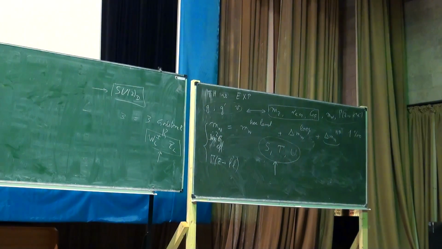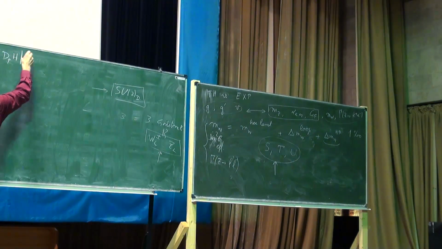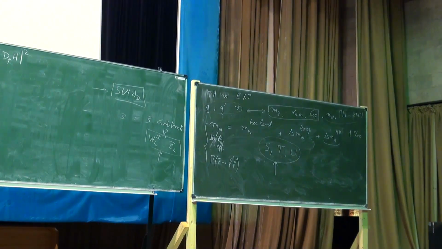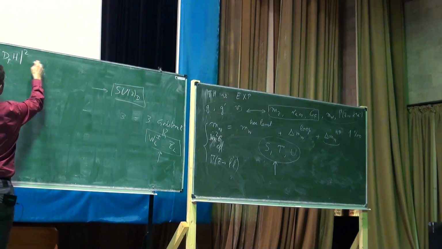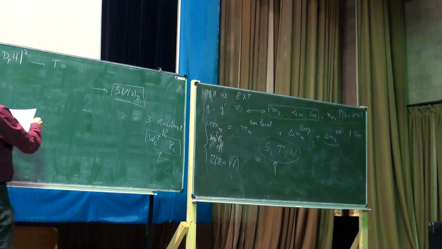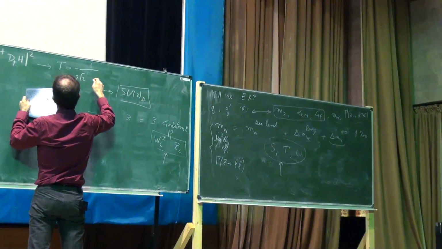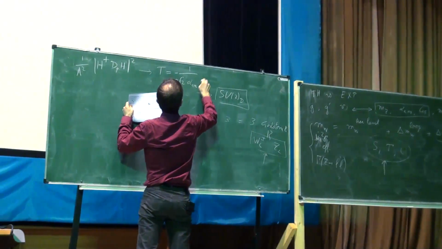So if you take, for instance, this particular dimension 6 operator, which is 1 over lambda squared, (H dagger D_mu H) squared. Again, it's dimension 6, right? Because x is dimension 1, so the derivative is dimension 1 also. So we have 3 powers, so it's dimension 3, squared is dimension 6. And you can check explicitly that this contributes to the T oblique parameter. And this contribution is given by minus 1 over 2 square root of 2 alpha electromagnetism G Fermi.